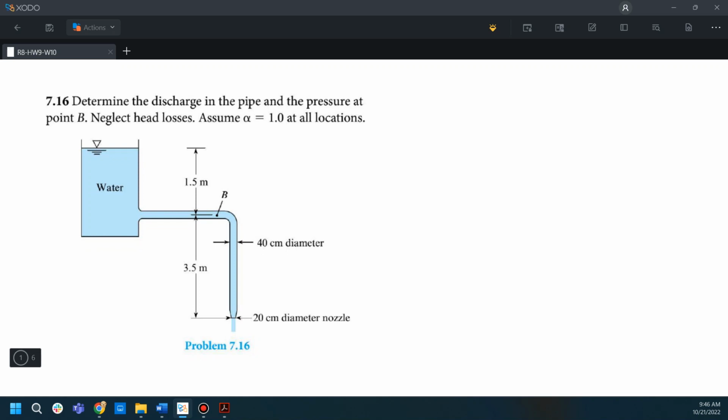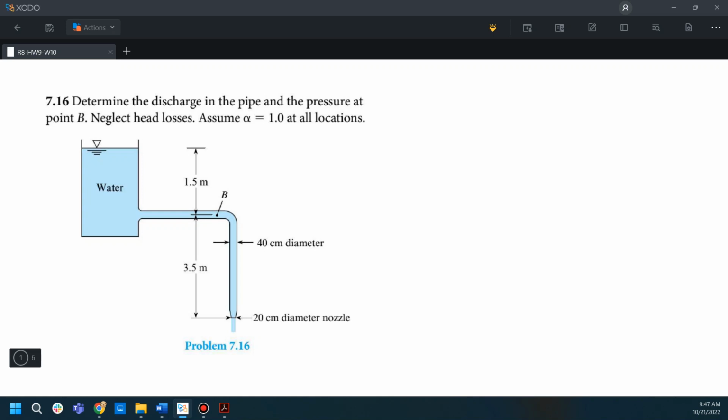In the first homework problem, 7.16, we need to determine the discharge in the pipe and the pressure at point B. Neglect the head losses and assume alpha, the kinetic energy correction factor, equals 1 at all locations.